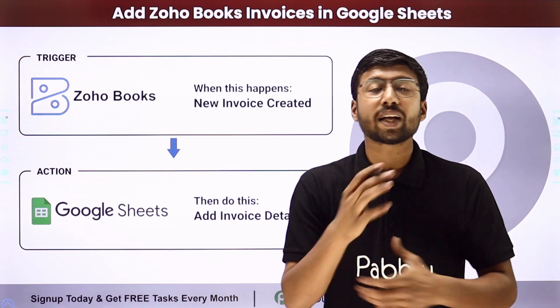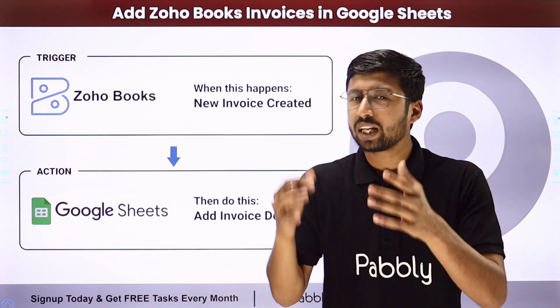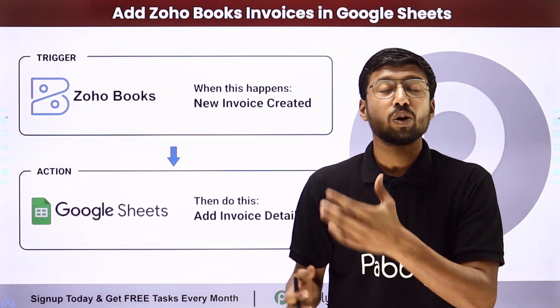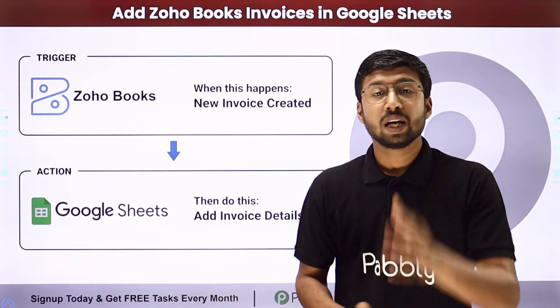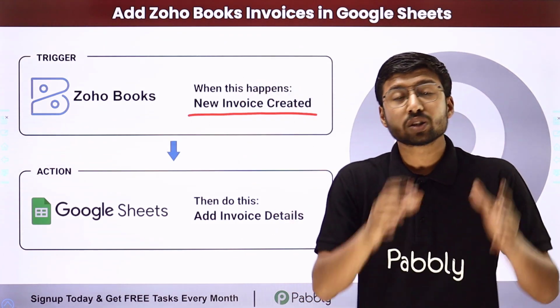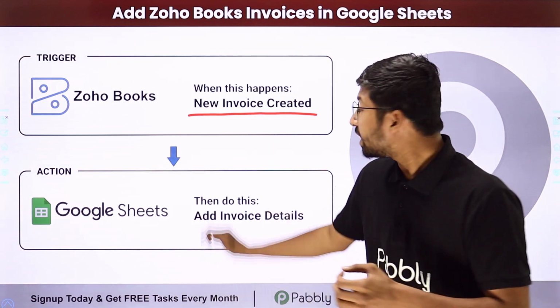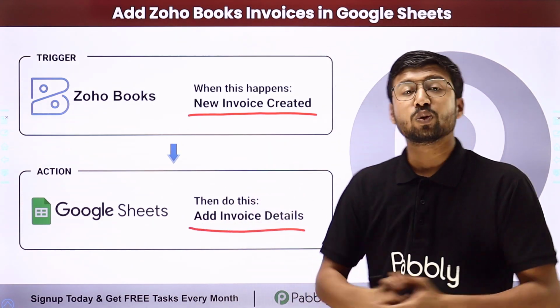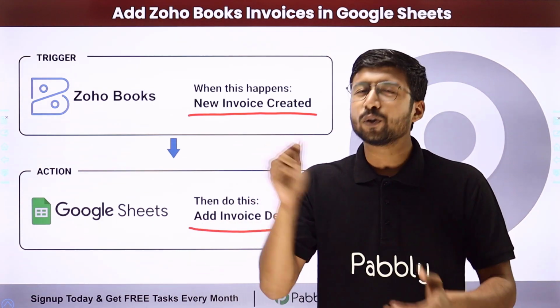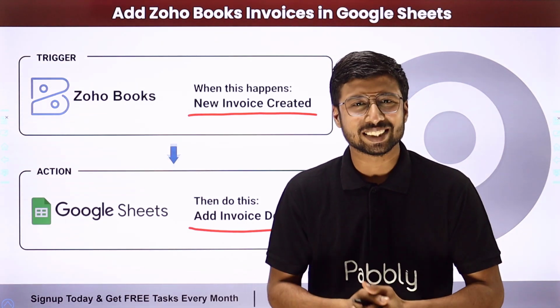Now let me tell you, you can actually completely automate the process of adding Zoho Books invoices in Google Sheets, and you can share that Google Sheet with all the invoice details with your team members. And in this automation, whenever a new invoice is created in Zoho Books, automatically, instantly, within a few seconds, the details of that invoice will be added in Google Sheets. Now, if you want to know how you can set up this kind of automation, for that you just have to come with me to my screen.